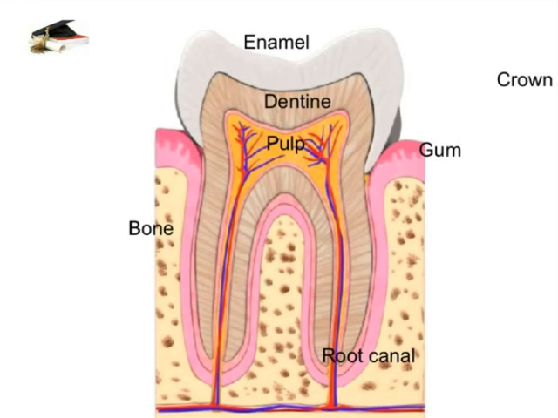The blood vessels provide nutrients to the living tissues in the dentine and remove waste products. Nerves detect heat, cold, and pain. The root is fixed into the jawbone by cement that is surrounded by supporting fibers.